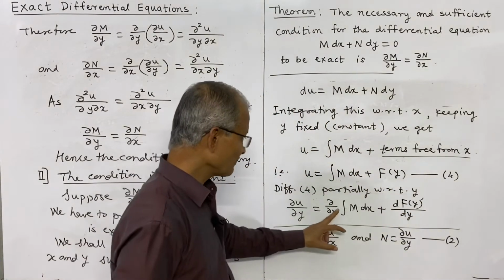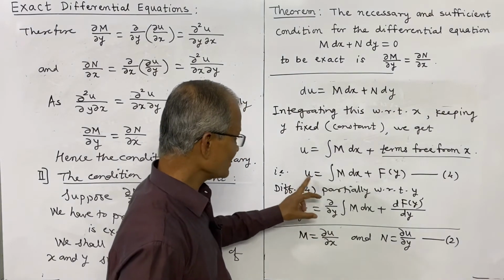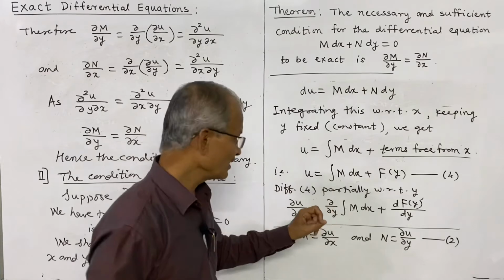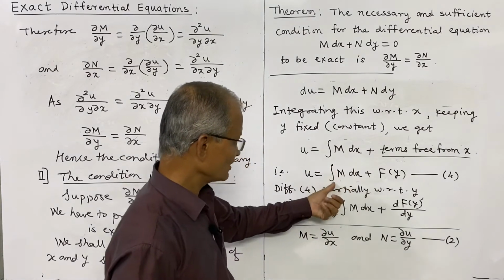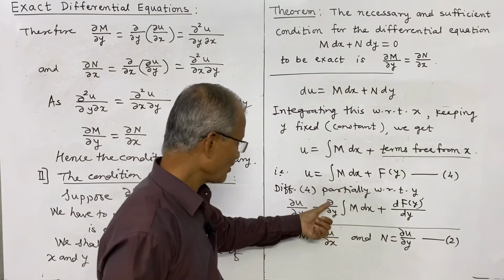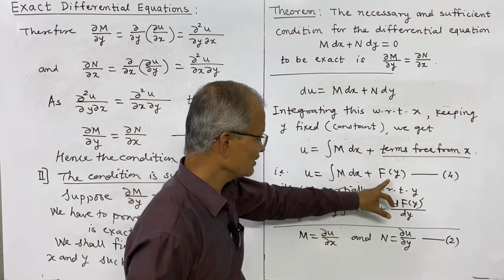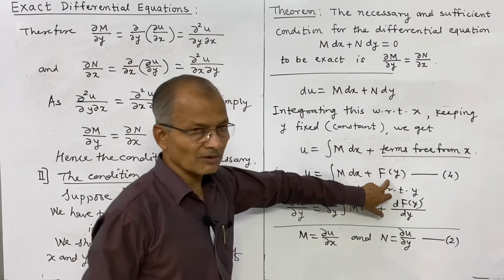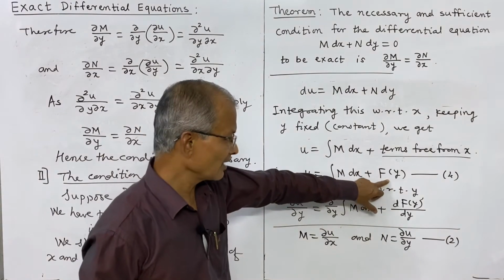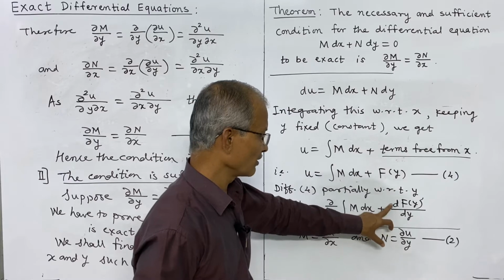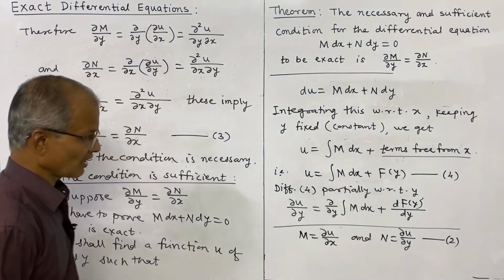So what is the difference in this? Because these are functions of two variables, and here y may be existing there, and therefore we have differentiated this partially with respect to y. But this is a function of the single variable y, and therefore the derivative is written for this as the total derivative d by dy. So this we have obtained.